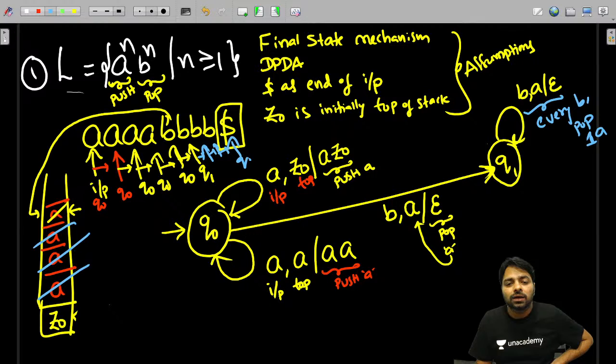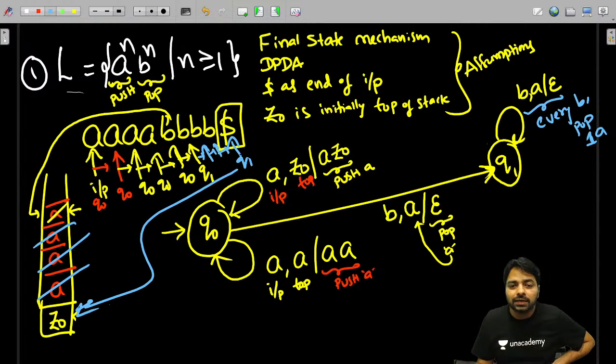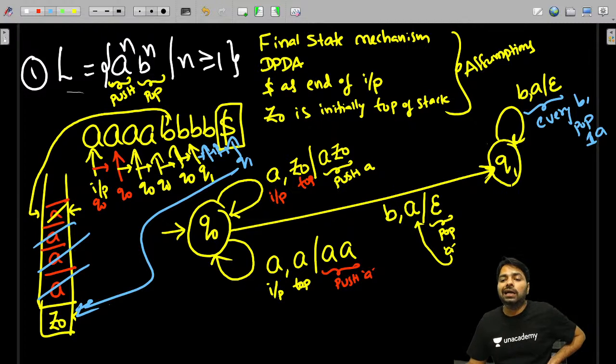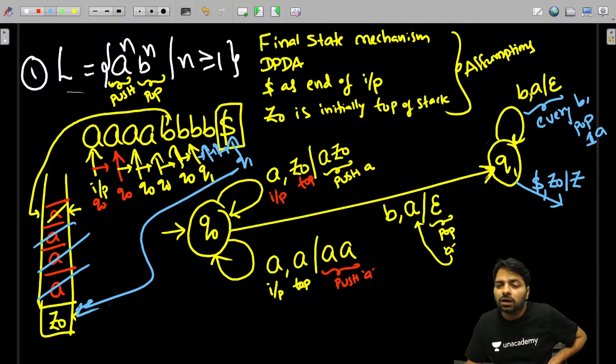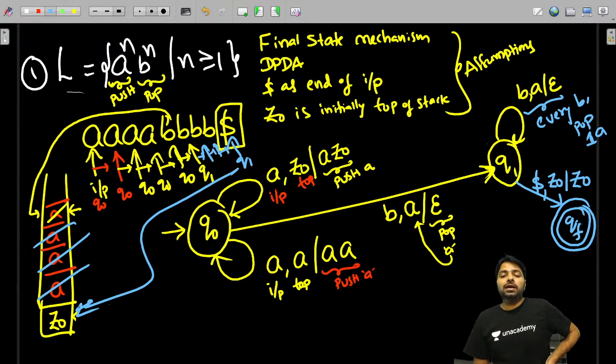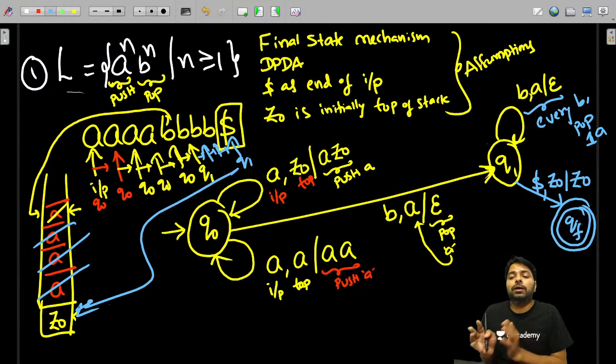But how do you do that? At Q1, when you see the dollar and Z0, look at that. Q1, dollar comma Z0. If you don't want to use the dollar, you can keep the Z0 or you can put epsilon, that is your choice. Go to the final state. Everybody, if you don't want to see the dollar, you can put epsilon there, because the end of the input has occurred now. And this is how we design. But it's not over, it's just a beginning, guys.